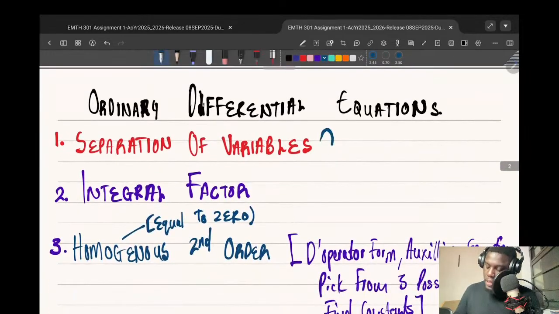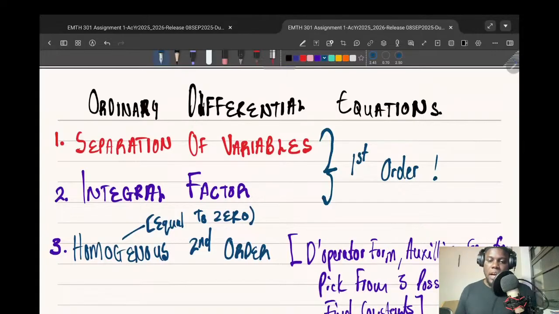What I want you to know is that these first two things are going to be for first order differential equations. So let's start. First order means only dy/dx is there. So if you get a question tomorrow and it's a differential equation and it only has dy/dx, the good thing is that method number one and method number two actually tell you what to use. It could be separation of variables or it could be the integrating factor.